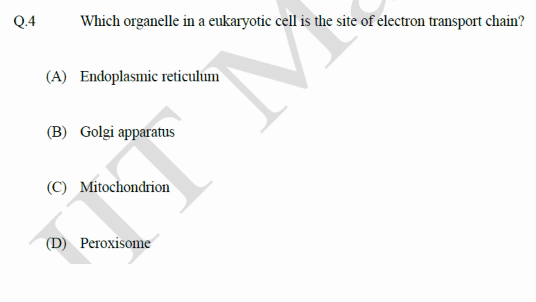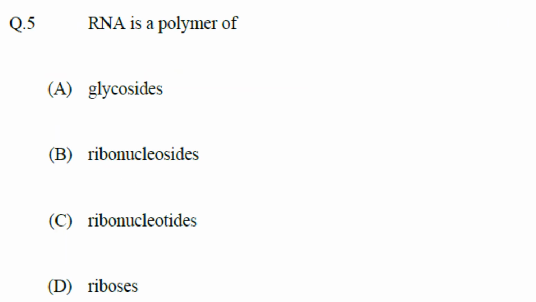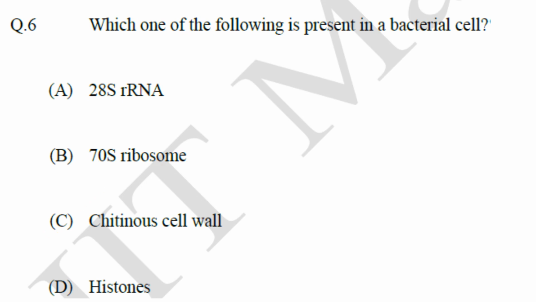Which organelle in a eukaryotic cell is the site of electron transport chain? Naturally, it is your mitochondrion. Answer is option C. RNA is a polymer of ribose sugar and nucleotides. So, ribonucleotides. Answer is option C. Which of the following is present in a bacterial cell? 28S rRNA is eukaryotic. 70S ribosome, that is bacterial. Chitinous cell wall is found in fungi and histones are also eukaryotic. So answer is option B, 70S ribosome.